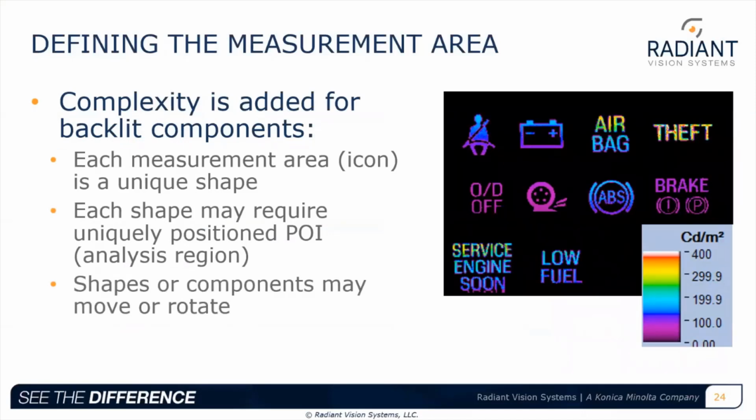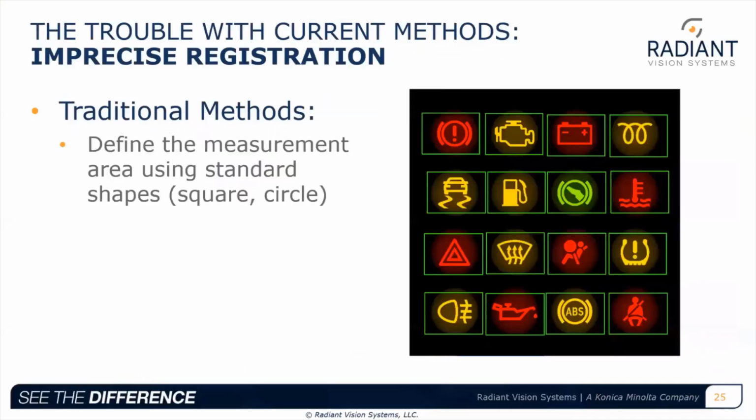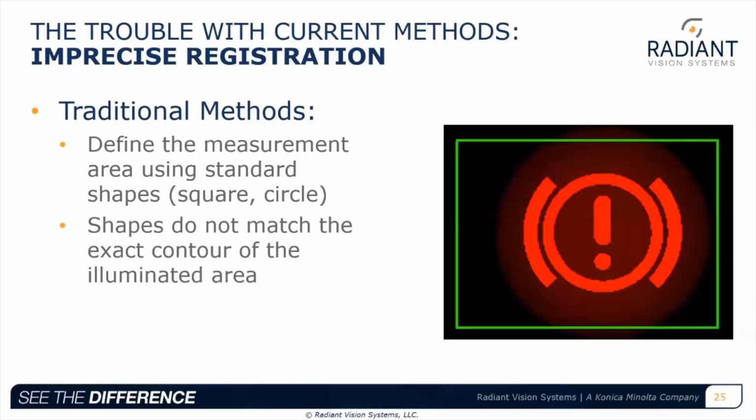Okay, so Chris, if we're not looking at traditional displays though, and we're looking at laser etched overlaid products in either the aerospace, medical or consumer, maybe even auto industry, we really would need a different type of registration method because each icon that we see here has a unique shape, a size, a rotation, or defined analysis region. This really results in requiring a more precise method than what you just spoke about. Yeah, that's really it. Traditional methods where you define the measurement area using a standard shape that does not match the exact contour of the illuminated area, you run into these issues.